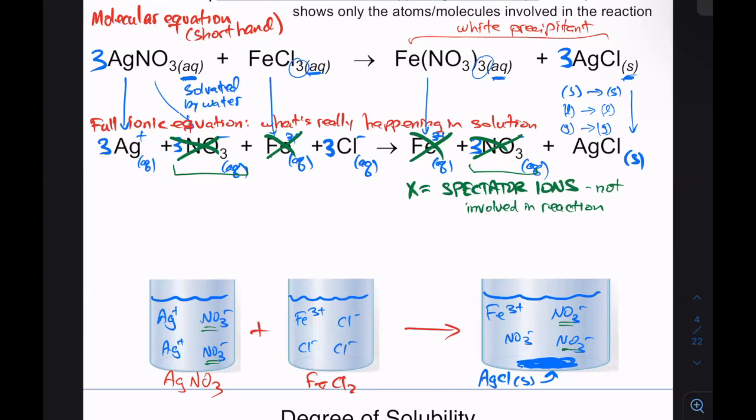Oh, hey, look at that. I forgot to bring down a 3. Oops. Notice when I did the full ionic, there's 3 silver chlorides here. I need a 3 here. Any balancing that you do, you've got to bring that down into the full ionic. All right, so now let's take a look.